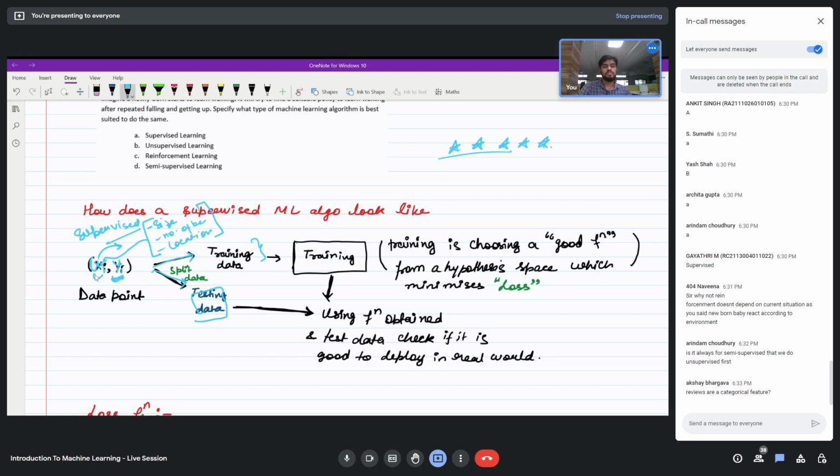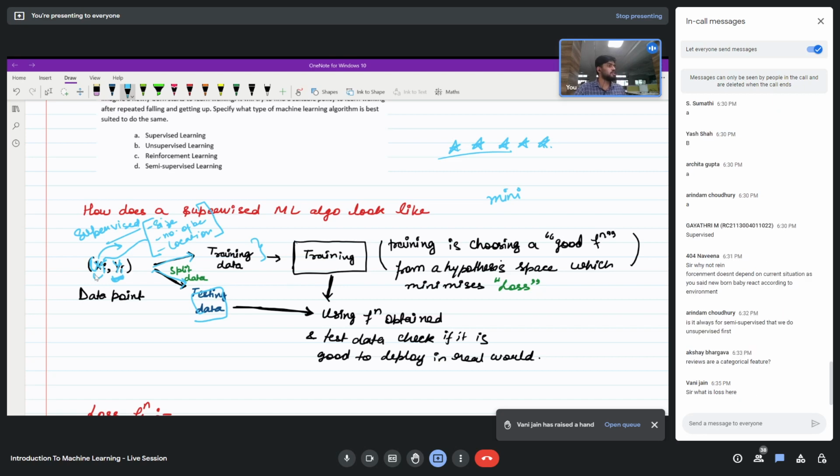With the training data, you will try to minimize some loss function. You can just type it out in the chat. You need not raise your hand. I'll read it. I'll come to what loss is here, right? So it tries to minimize some kind of loss.